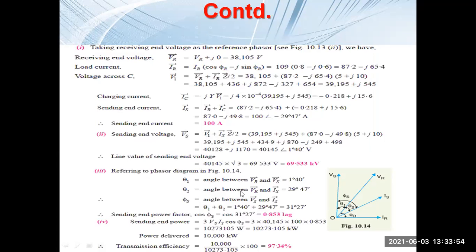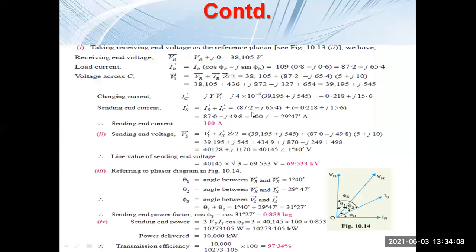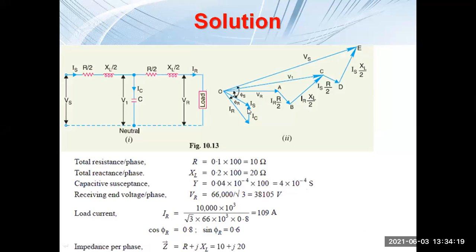Now theta 2 is the angle between VR and IS. Now IS, where is IS? IS is here. Wherever we have calculated the IS, the angle of IS is measured with respect to VR. VR is the reference. So what is the IS value? IS value is this one, minus 29.47. So the angle is 29.47. So phi s will be, what is phi s? Phi s is the angle between VS and IS.